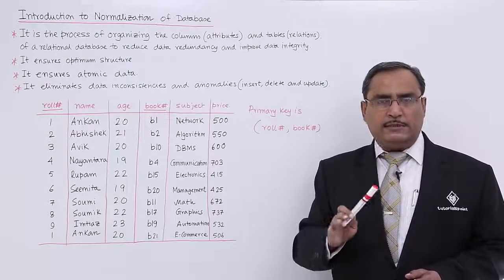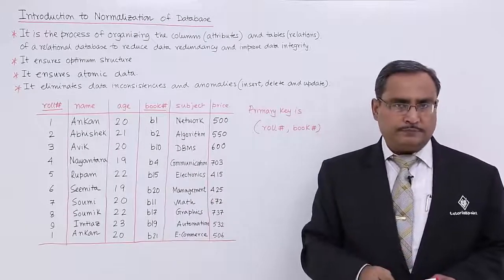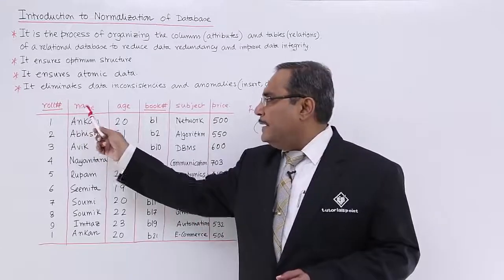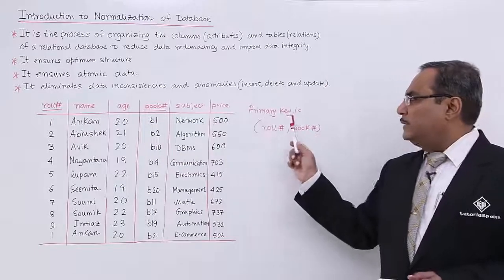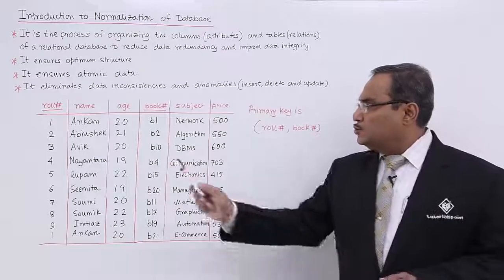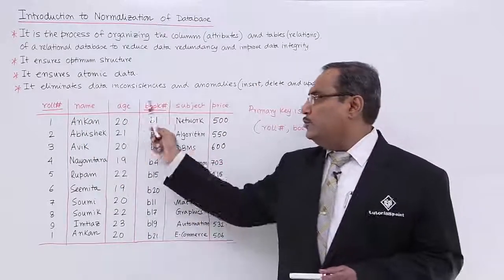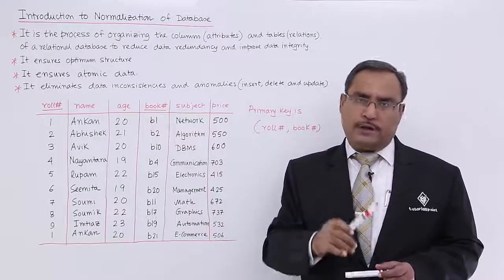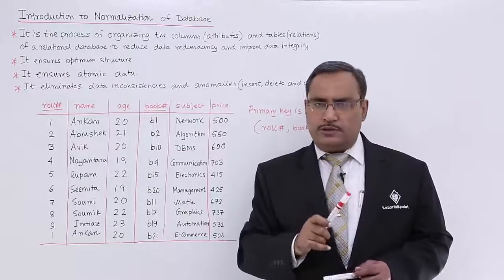So, these anomalies or difficulties we can easily explain through this particular relation. This is one relation given to us, and it has roll number, name, age, book number, subject and price, and it has been told that the primary key is roll number, book number, that is a composite key. So, roll number and book number are the prime attributes, and the rest 4 attributes will live as non-prime or non-key attributes.